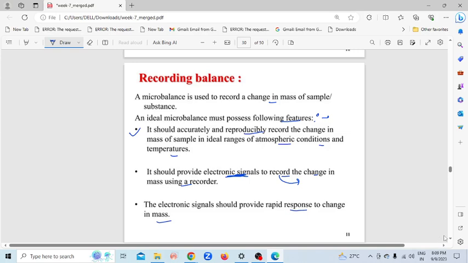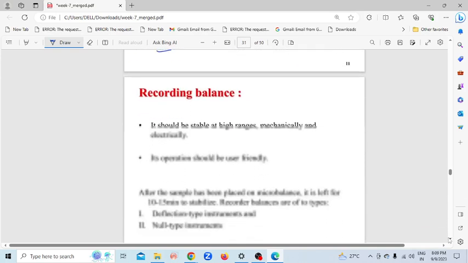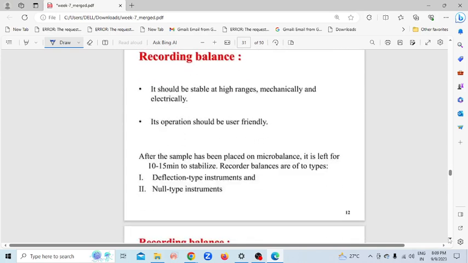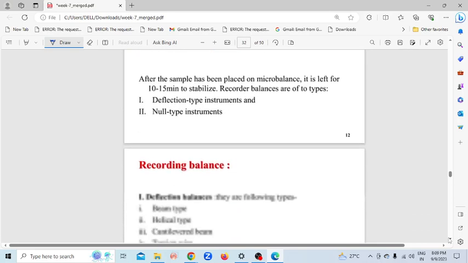It should be stable over a high range, mechanically and electrically. Its operation should be user friendly, which is a very simple thing. Then, after the sample has been placed on the microbalance, it is left for 10 to 15 minutes to stabilize.